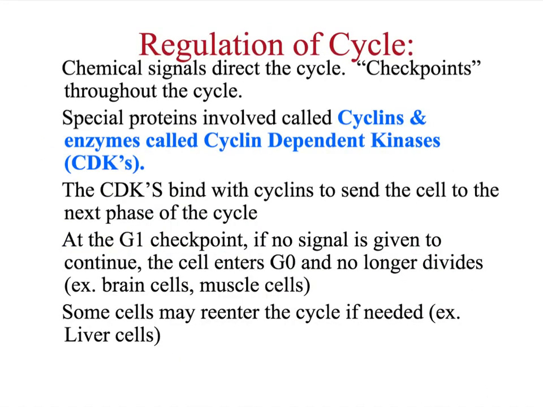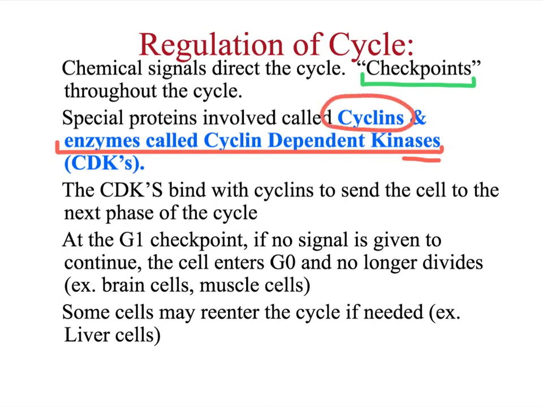As far as the cell cycle being regulated, we don't want cells to reproduce out of control. So there are these checkpoints throughout the cell cycle. You don't have to understand this completely, but here's the deal. You've got enzymes called cyclin-dependent kinases. You should recognize that. It ends in -ase, so it's an enzyme. And proteins called cyclins have to hook up with the kinases, and when both of these are present, it tells the cell to move on to the next stage.